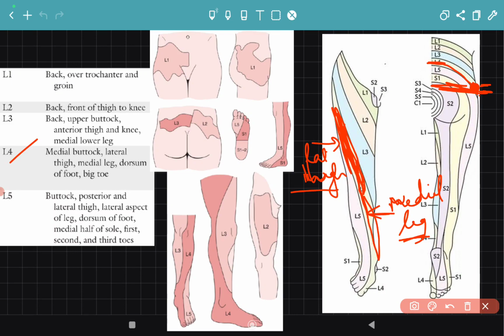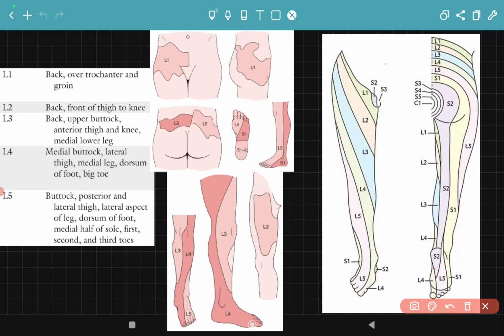And then in this diagram we can see there is the dorsum of the foot and the big toe over here. Correct? After descending, here also we can see the big toe and this part of the foot, as well as in the posterior view. So here is L4 and here is L4. In those diagrams also we can see this medial leg and this foot part, the big toe. This is well appreciated in this diagram for the L4 dermatome.